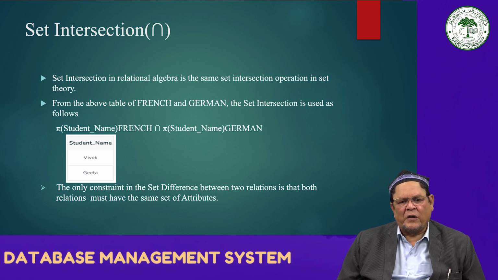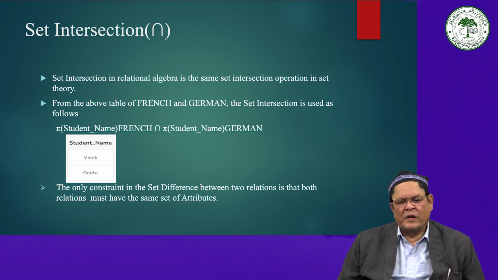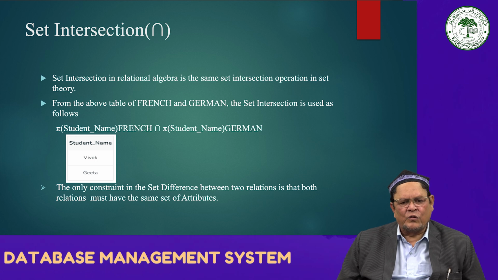The set intersection operator is represented by using the symbol AND. When applied to two relations, French and German, it produces a new relation containing all tuples that are present in both the French and German tables. The resulting relation includes only those tuples that are common in both input relations.